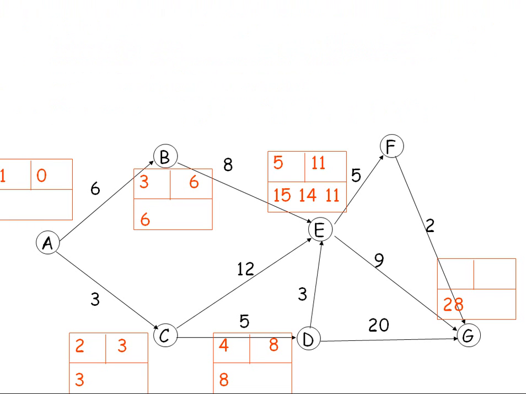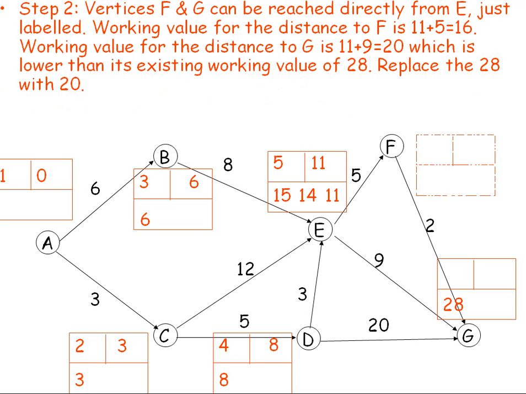F or G. So to get my working value at F, it'll be the permanent 11 plus 5, which is 16. To go down to G, it'll be my permanent 11 plus 9, which is 20, which is better than the 28. So I will put the 20 in and cross out the 28. Those were the only places I could go to directly.